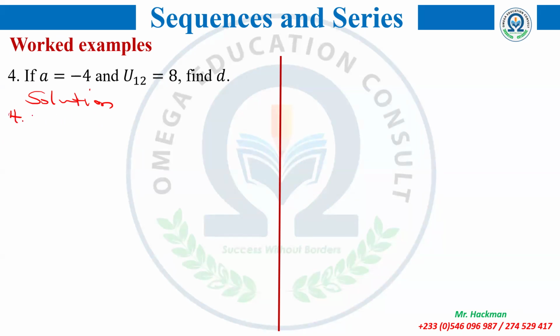Okay, so what am I given? Given: A is equal to what? -4. And what else do I know? I know U sub 12 is also equal to 8. Okay, so this is what we have.